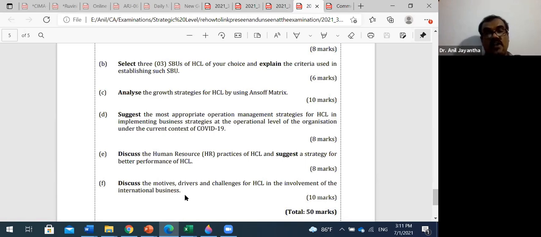There is no hard and fast rule. It is not compulsory for you to link all the facts given in the pre-seen to the unseen. Link only to the facts which are relevant. Right? In this case, part B, you need to select SBUs of HCL for your choice and explain the criteria used in it. So here, you need not think of any other SBUs, only 3. But again, you need to explain only the criteria used in establishing. So limit it. Don't go beyond any other criteria.